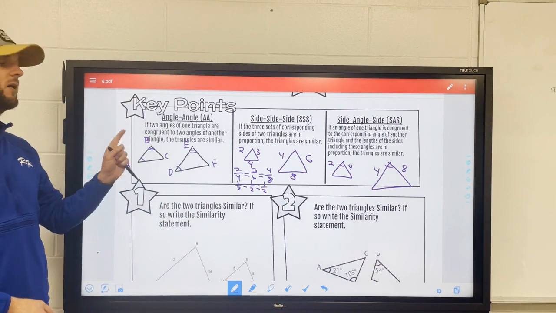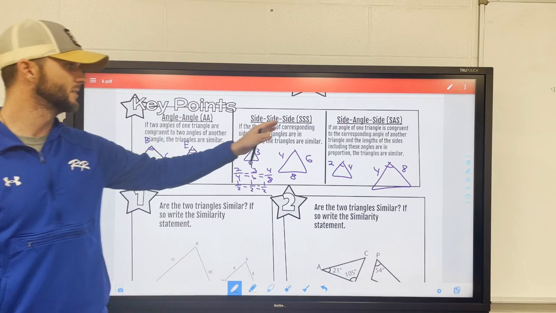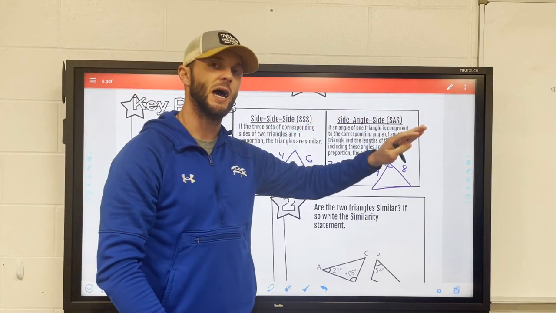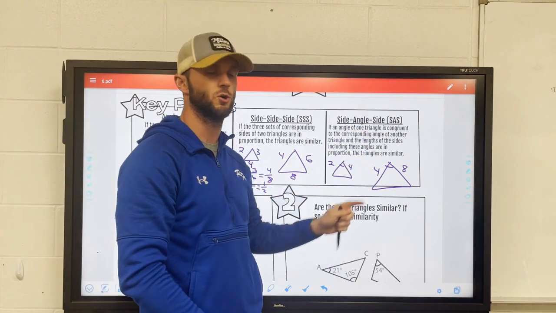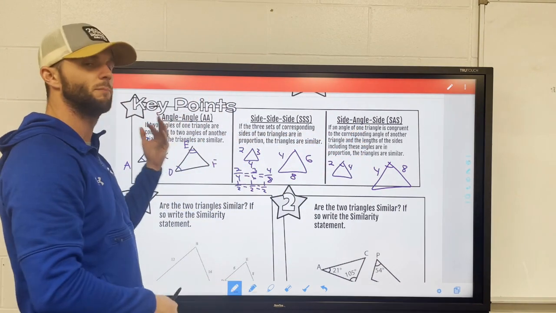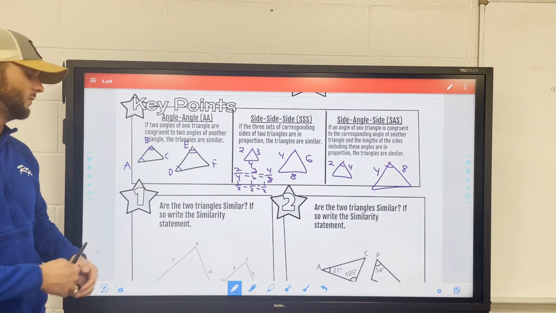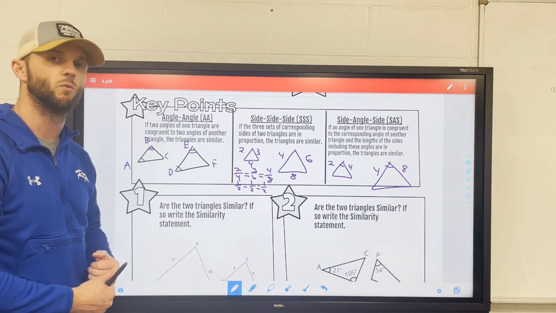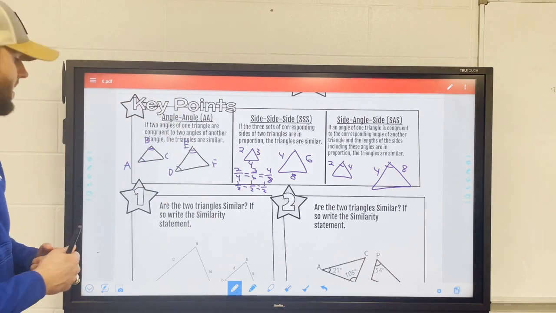So again, angle, angle, two angles. Side, side, side, all three sides are proportional. Side, angle, side, sides are proportional, but the angles are congruent. Then you can prove that two triangles are similar, and then we can do some math later to find that, okay? Let's jump over to example number 1 to put this into play.